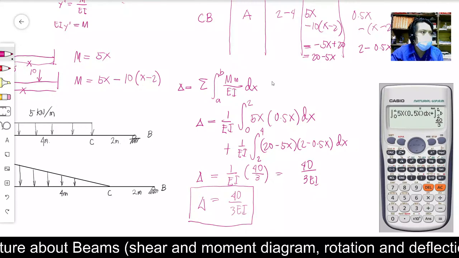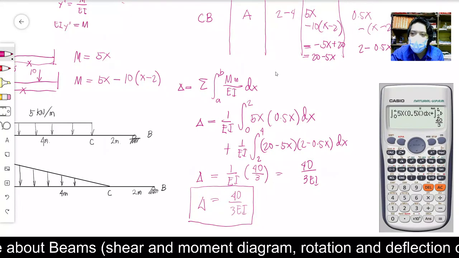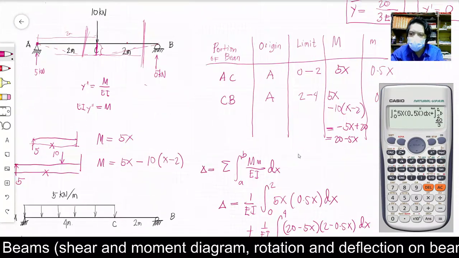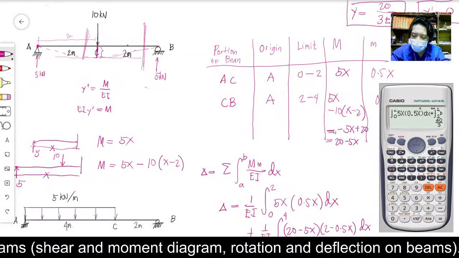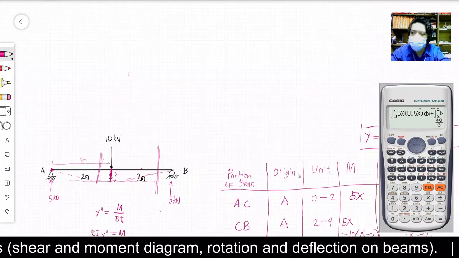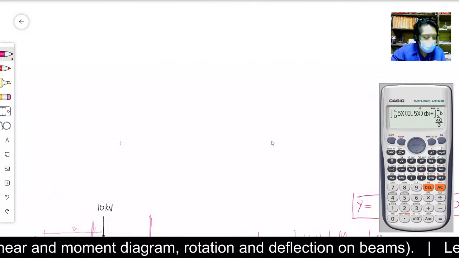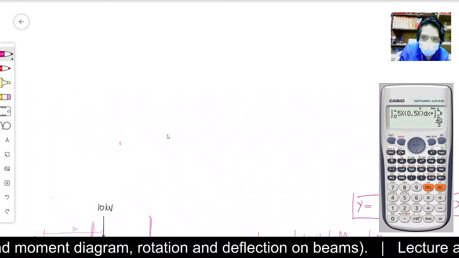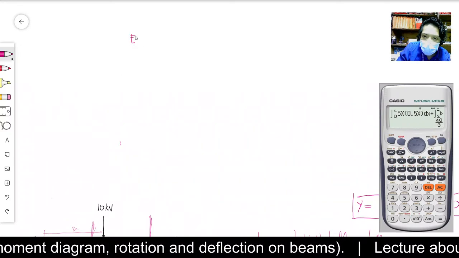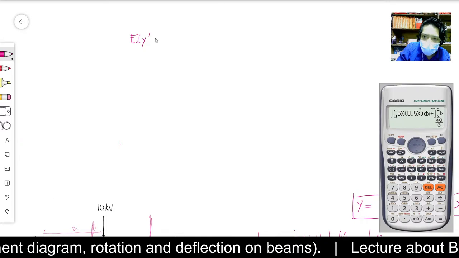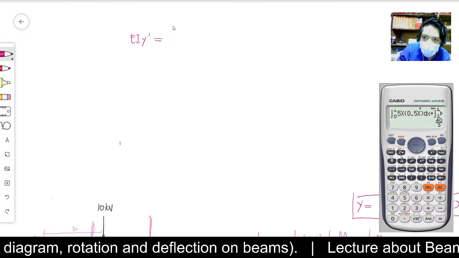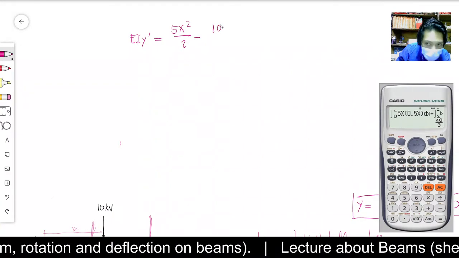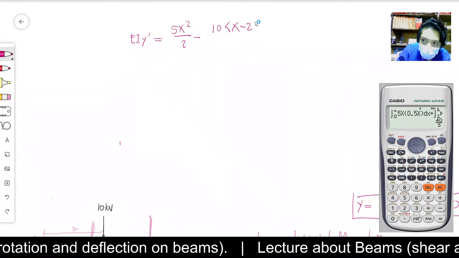Nakalimutan ko. Okay, let me try to recall kung ano ang ginawa ko kanina. Okay, wait lang ha. Let me put it here. So, ang kanina an aton equation for the slope is this one. This is 5x squared over 2 minus 10 times x minus 2.